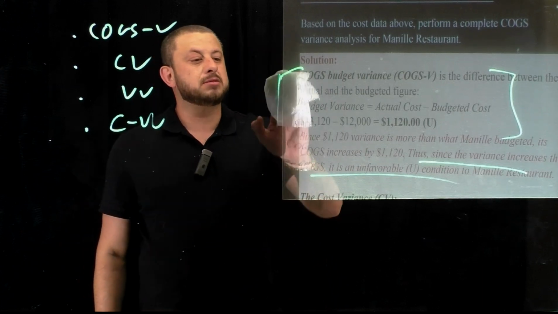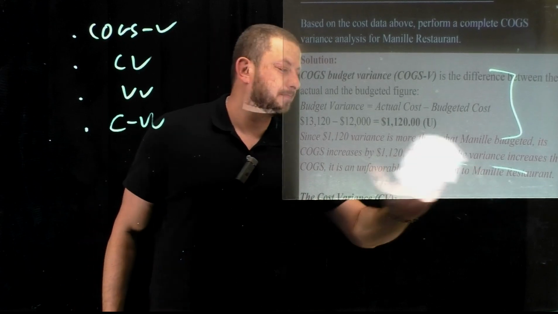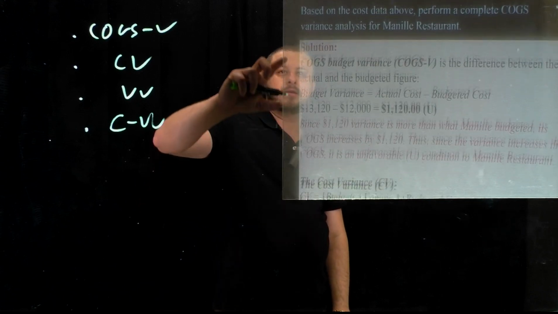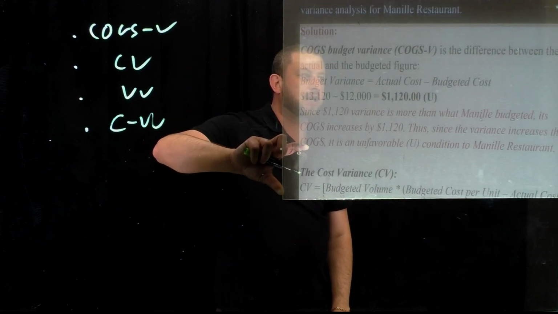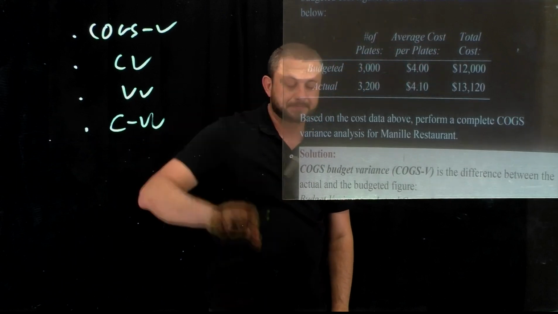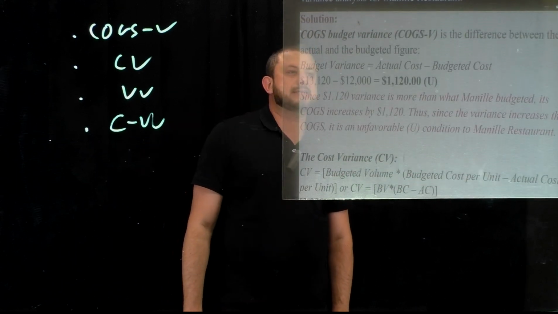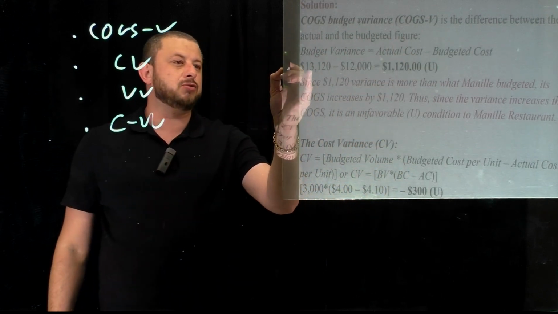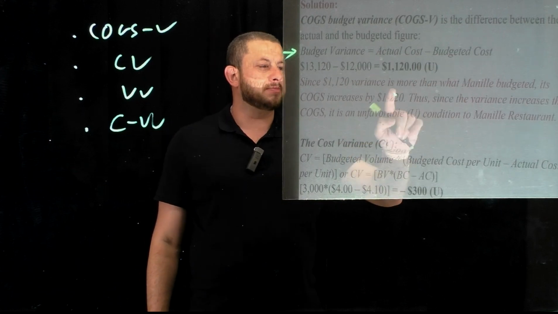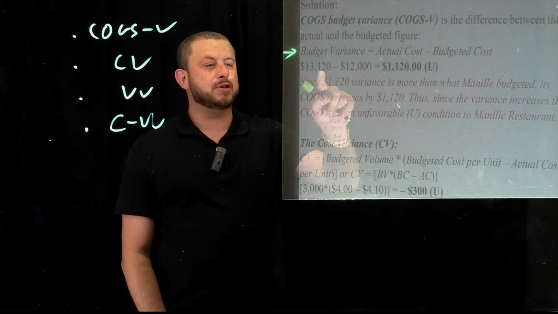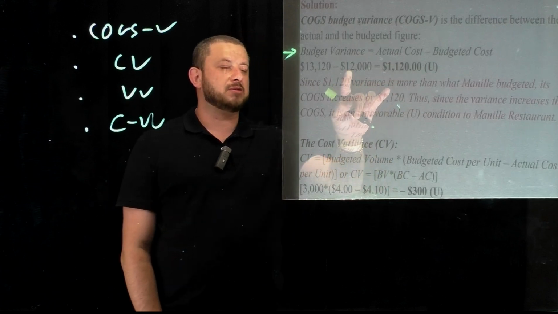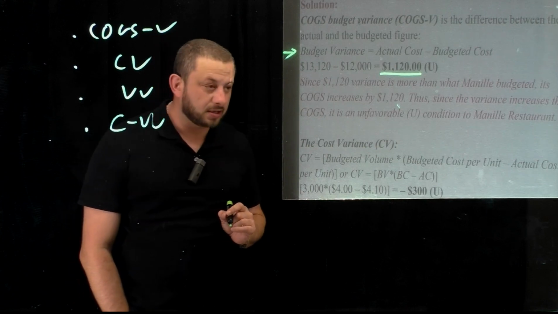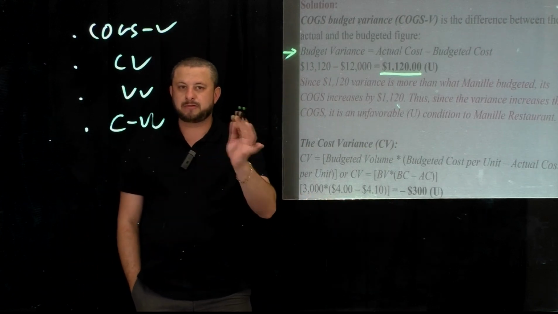Hang on, let me just clear the screen first. Let me tell you this. Whatever I do in my solution, my ultimate source will be this table, guys. COGSV is the difference between the actual and the budget figure. Therefore, COGSV is equal to actual cost minus budget cost. My actual cost is $13,120 and my budgeted cost is $12,000. So the difference is $1,120. Question: unfavorable or favorable? Which one?